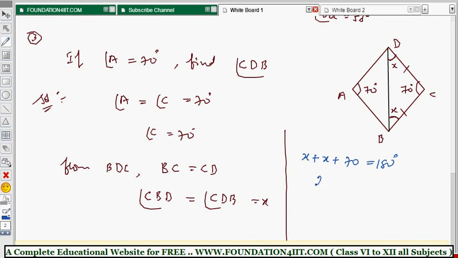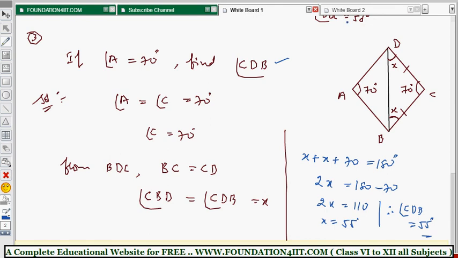X plus X is 2X, which is equal to 180 minus 70. So 2X is equal to 110. Then you can find the X value: 110 divided by 2. X is equal to 55 degrees. So X is nothing but angle CDB. Therefore, angle CDB is 55 degrees. So we only need to apply the properties.